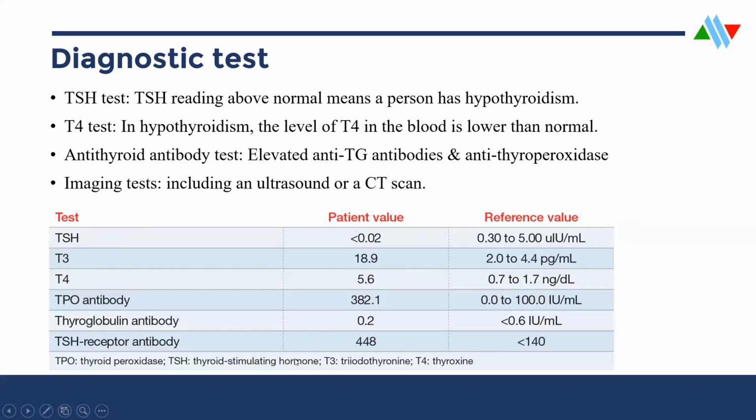So these are just some test results of a patient. And you can see what we look at: TSH, T3, T4 levels. TPO is the anti-thyroperoxidase antibodies we're looking for, and thyroglobulin antibodies here.